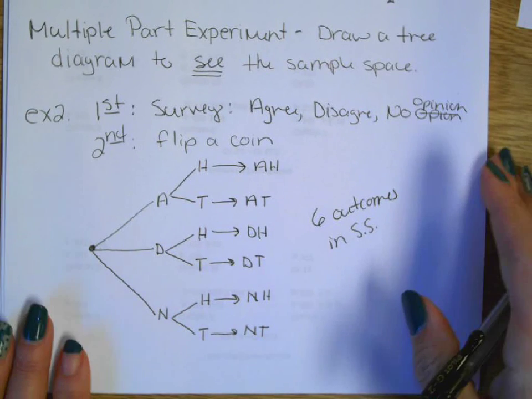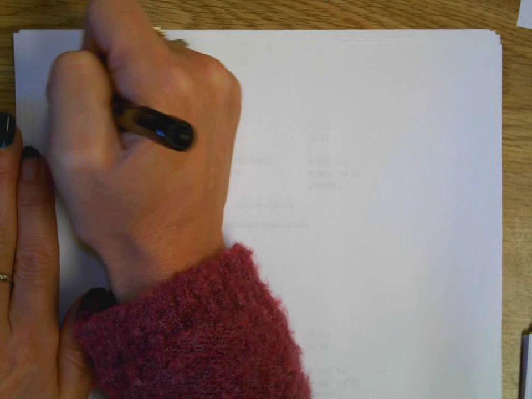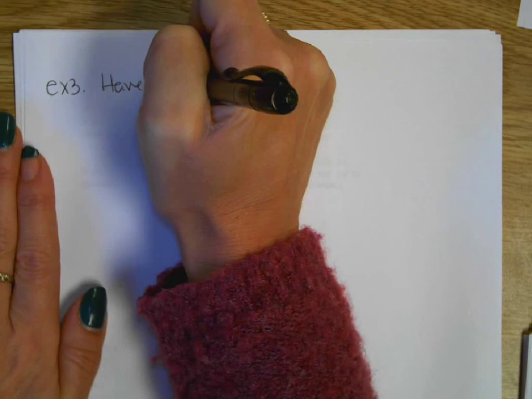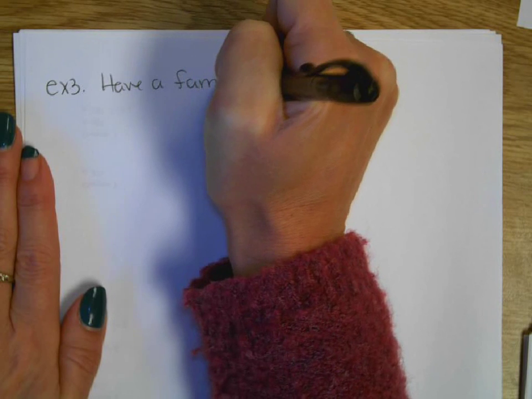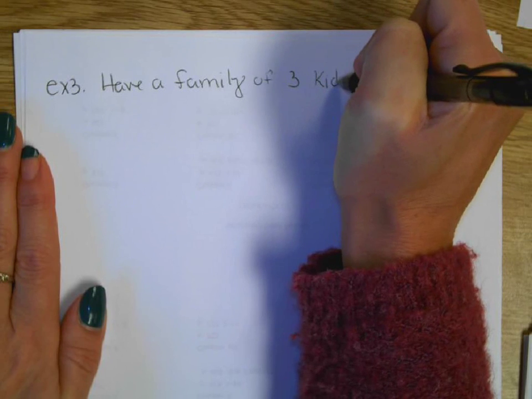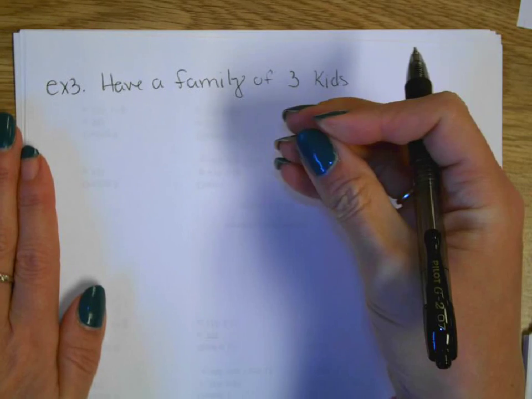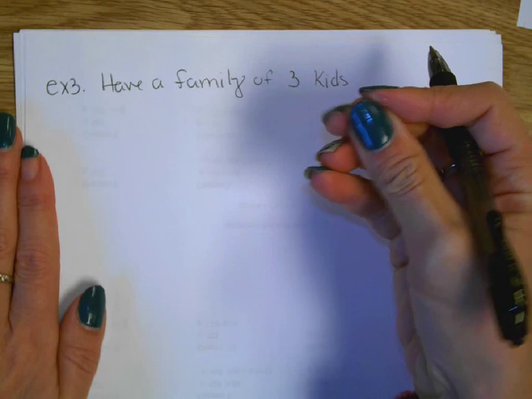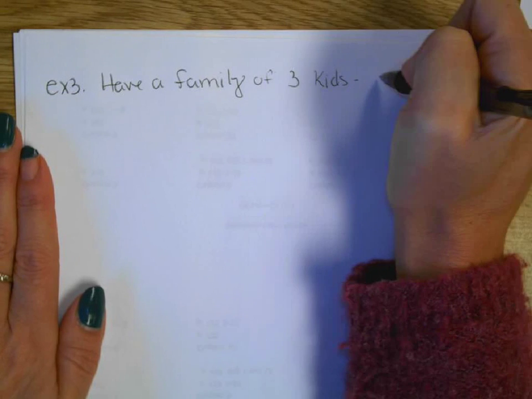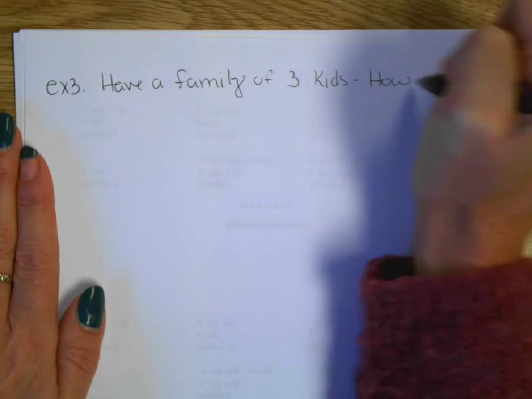Let's try another multiple part experiment. This one is having 3 children and looking at the different gender sequences. So example 3 is to have a family of 3 kids. So having a kid is an experiment, part 1. Have your second child is the second part of the experiment, and have the third child. So this is a 3-part experiment. And my question is, how many gender sequences are there going to be in the sample space?